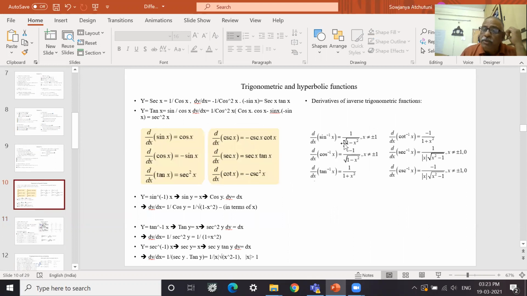If it is 1 by square root of 1 plus x square, this is the derivative of sinh inverse x. Once I solved tanh inverse, it is not there, but 1 by square root of 1 plus x square is the derivative of sinh inverse x. And 1 by square root of x square minus 1 is the derivative of cosh inverse x.